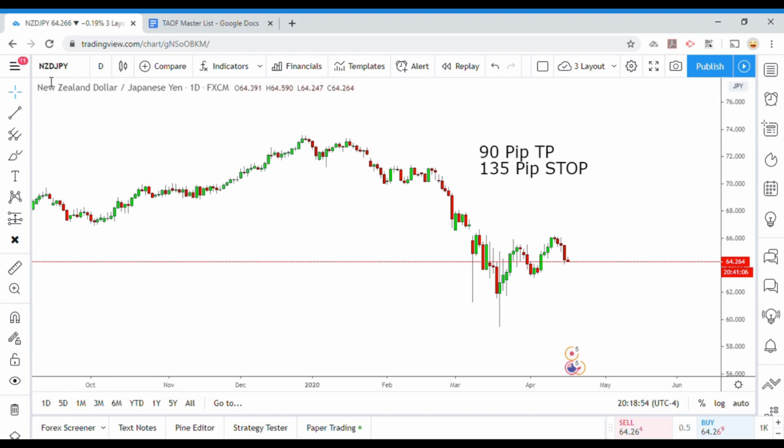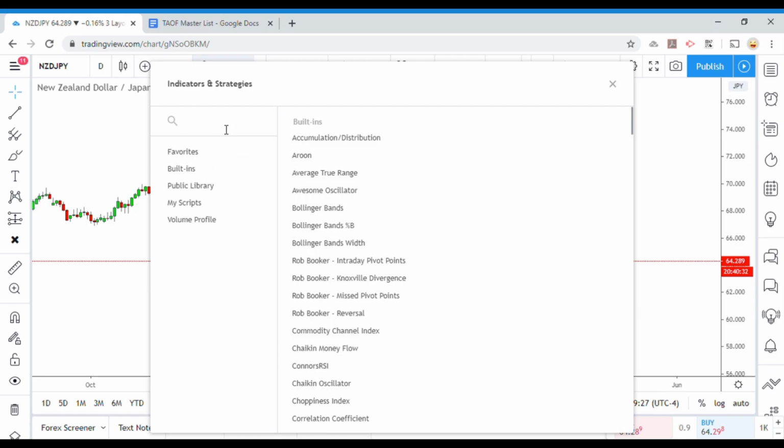So, with that being said, today's pair is the New Zealand dollar versus the Japanese yen. The take profit is 90 pips, designated by the ATR, and the stop is 135. If you have not watched my previous videos, you are probably lost as to what I am talking about as far as the take profit and the stop goes. Again, that is why you need to go back and watch those videos.